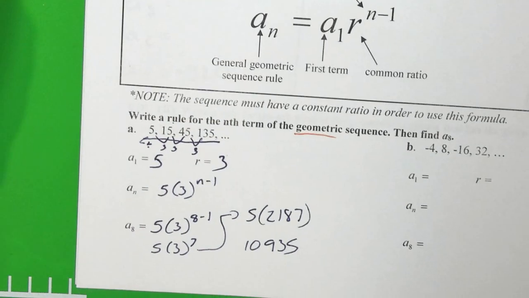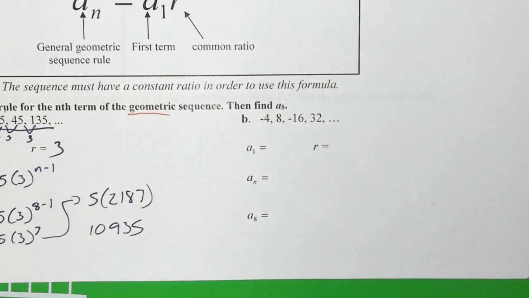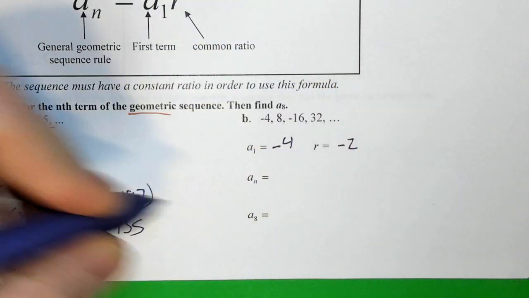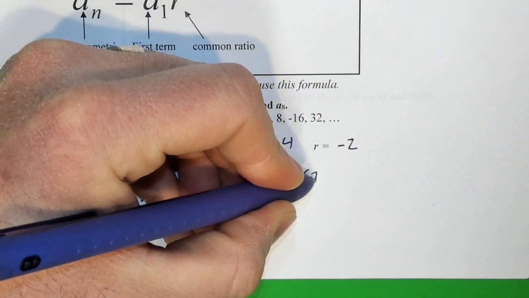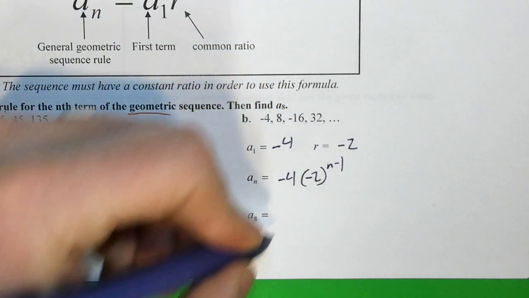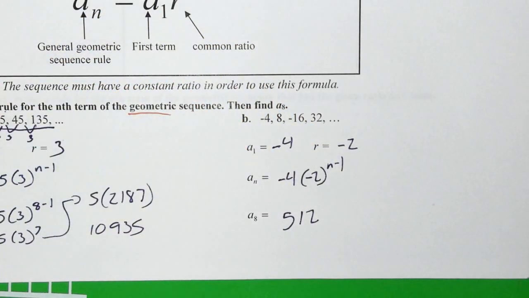For our second question that we have right here, this one's for you to practice. You have an A1 value of -4, an R value of -2. Your rule would be -4 times -2 to the power of n minus 1. And your 8th term would be 512.